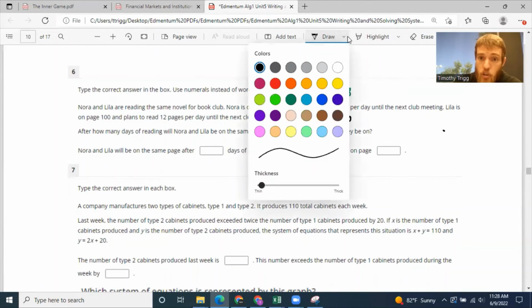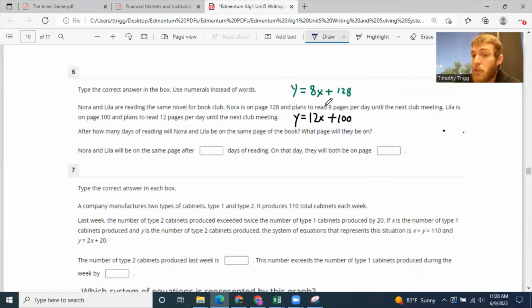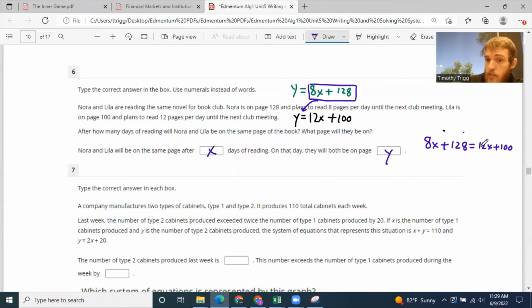Now, using substitution, though, we would just put these 2 equations equal to each other because they both equal y. Y equals this, so I'm going to replace the y with that. So we could write it as 8x plus 128 equals 12x plus 100. Go ahead and solve for x here. The value of x will go here, the value of y will go there. So solve for x, then substitute back in to find the value of y.